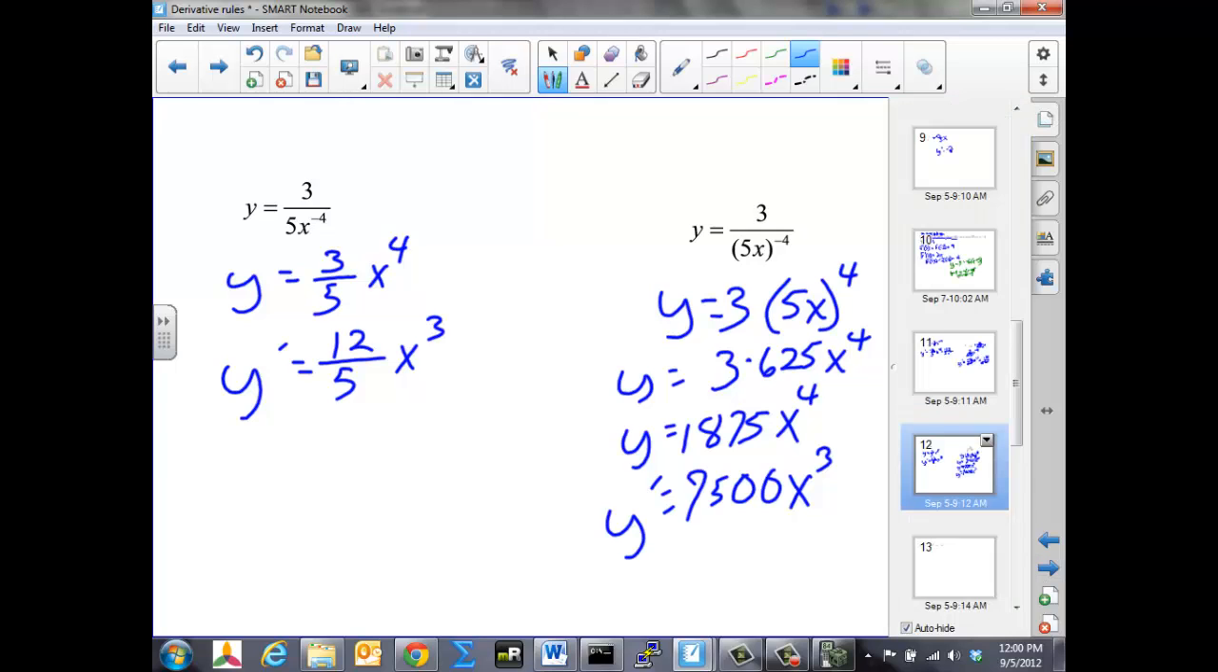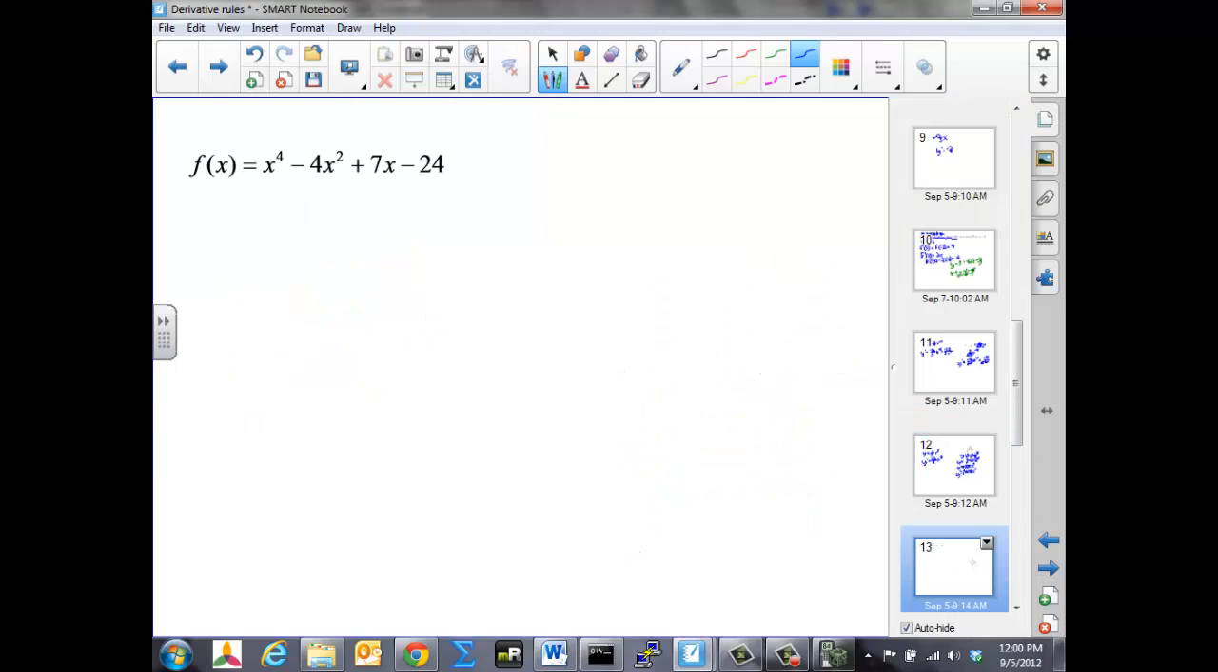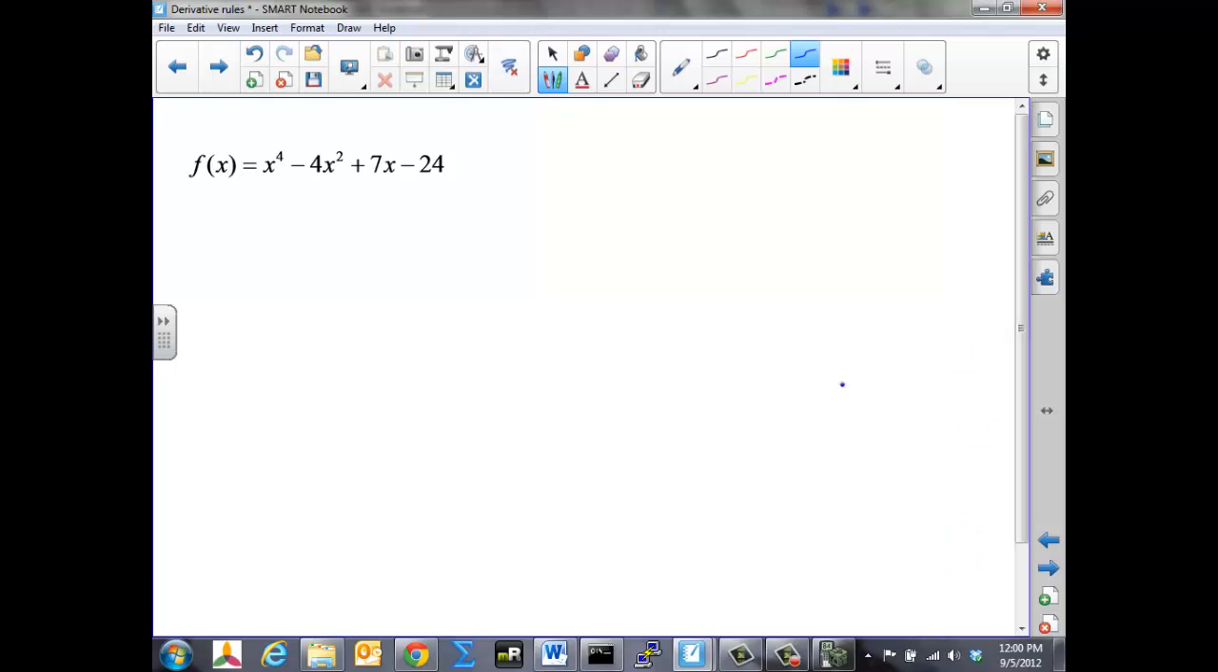Now, what about when we get to that, though? Factor? We could, but it wouldn't help us any here. The directions say find the derivative, f prime. What do you think you ought to do? You find the derivative of each thing.